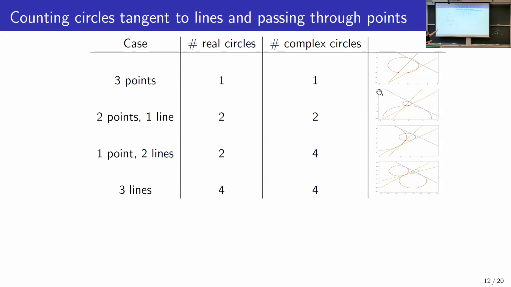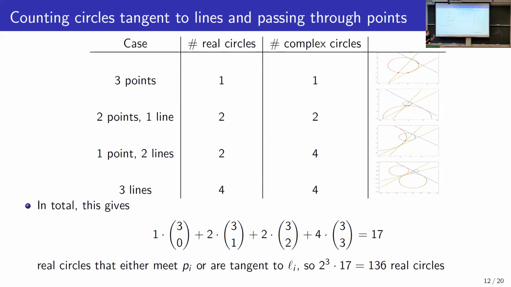Now, the situation of how many circles go through 1 point and are tangent to 2 lines: there's 4 complex circles, but only 2 of them can be real. This is the issue, and this is where we lose our count, essentially. And so when we do this count instead, what we get is 136 real circles, which is, of course, not 184. And so that's why this degeneration argument, unfortunately, did not work out.